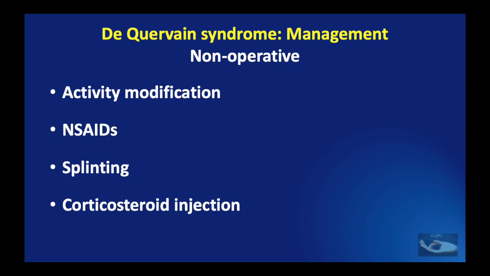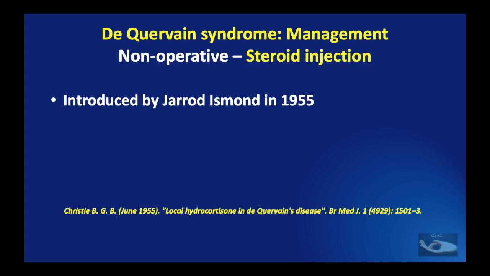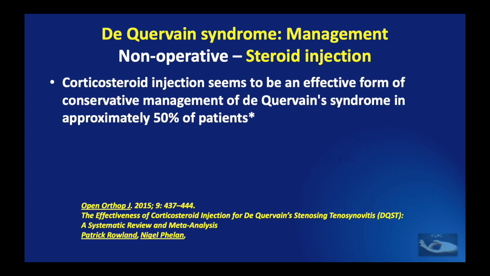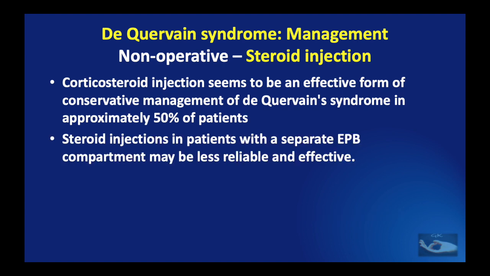Corticosteroid injections have also been proved to be useful in de Quervain syndrome. This technique was introduced by Jared Ismond in 1955, and it has been proved to be an effective form of conservative management of the de Quervain syndrome in approximately 50% of the patients. But steroid injections in patients with a separate EPB compartment may be less reliable or effective.